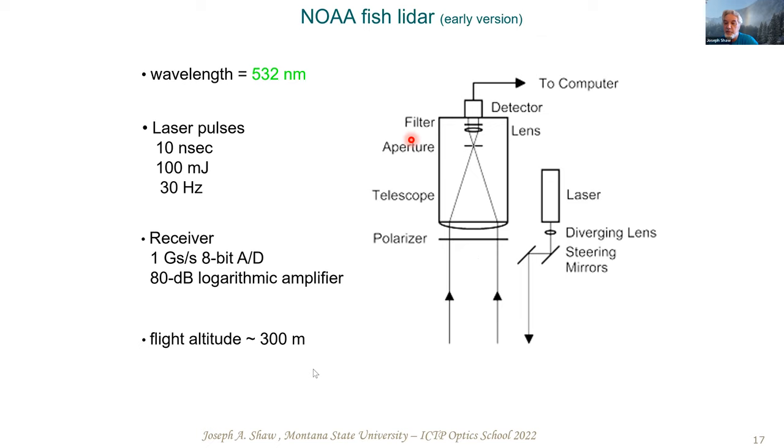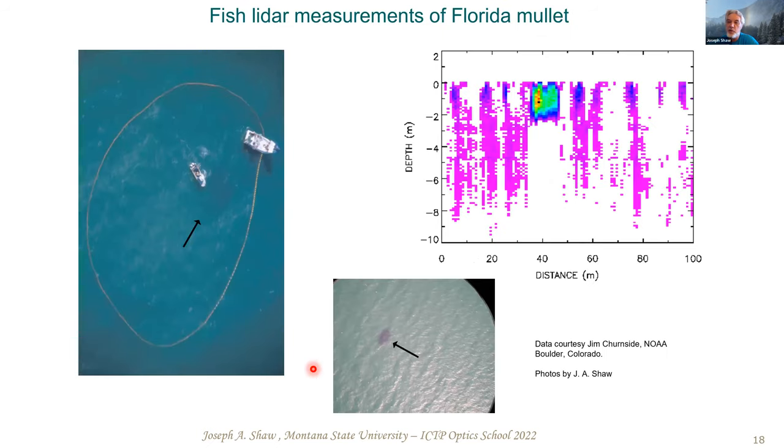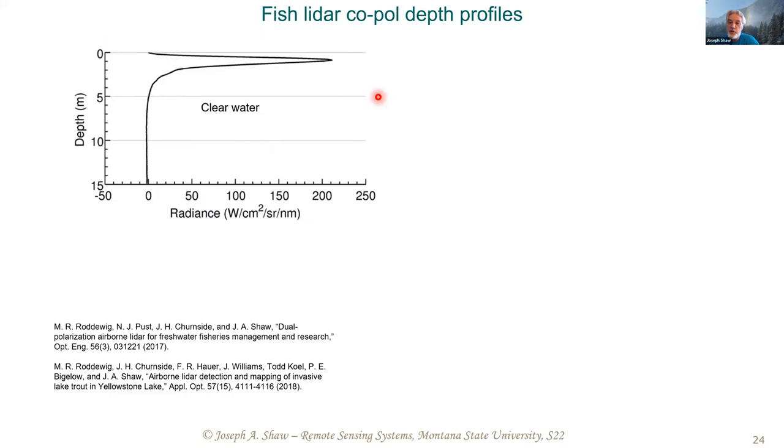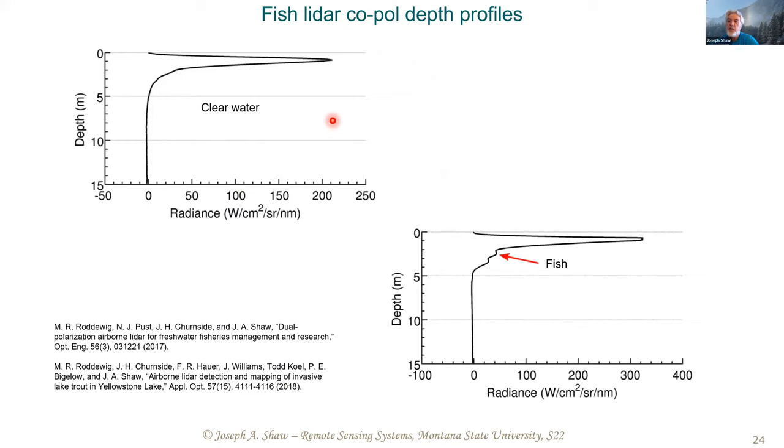Okay, so I'm going to skip this. This is just some pictures from the early fish LIDAR work at NOAA. These are photographs that I took on the airplane with the NOAA LIDAR. And you can see these are little balls of fish that we were finding, in this case, in the Gulf of Mexico. And here's the signature showing that cluster of fish very near the surface. Okay, we've already looked at all this stuff. But now I want to show you what the data look like. These are co-polarized depth profiles.